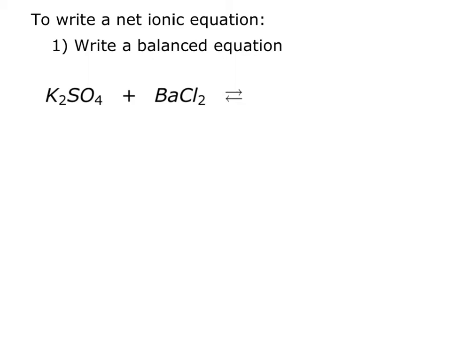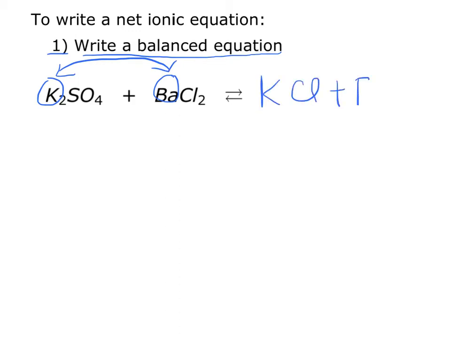Okay, so to write a net ionic equation, there are three basic steps. Number one, write a balanced equation. So if you look at number 2 on your notes, it's K2SO4 plus BaCl2. So this is a double displacement reaction. In a double displacement reaction, the pluses switch places, so the K is going to switch places with the Ba. So we'll have K with Cl and Ba with SO4.